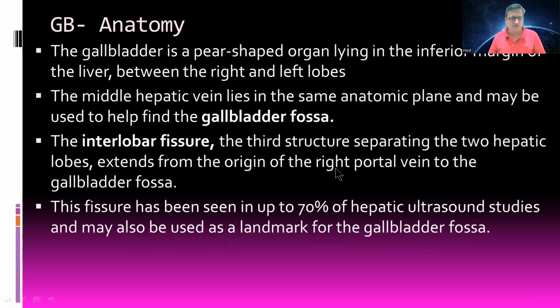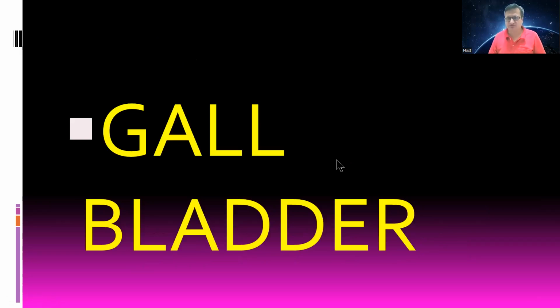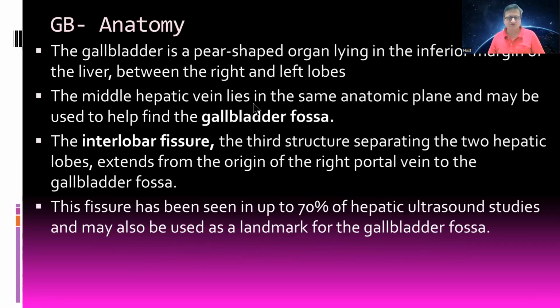So first topic is gallbladder and biliary system, and subtopic is anatomy of gallbladder and biliary system, as well as ultrasound examination of the same. So gallbladder is a pear-shaped organ lying in the inferior margin of the liver between the right and left lobe.